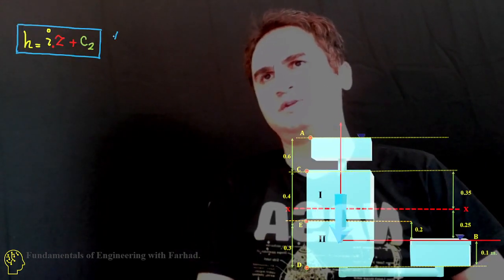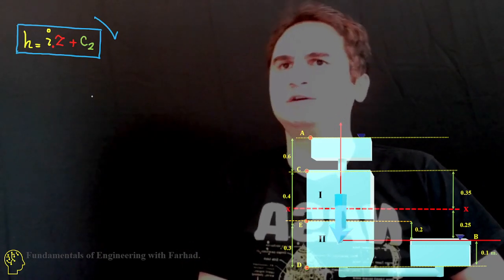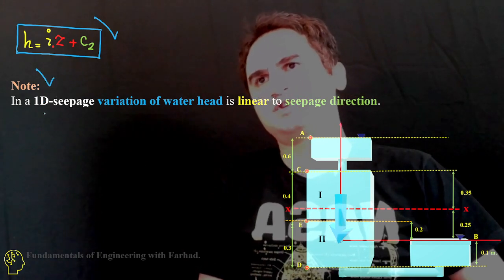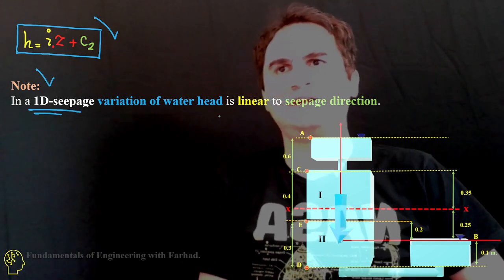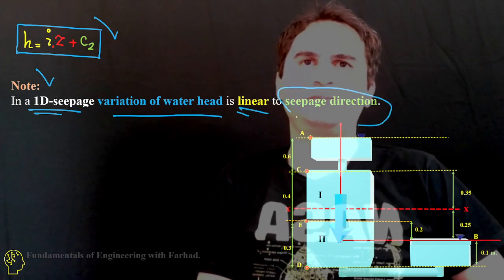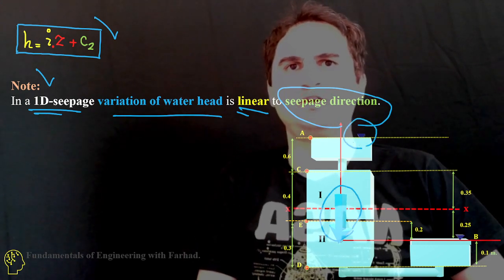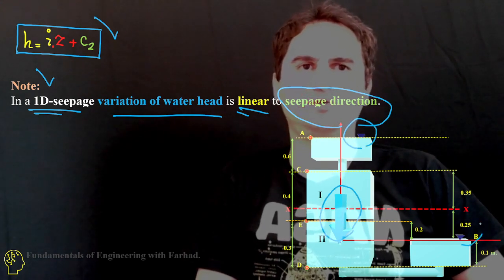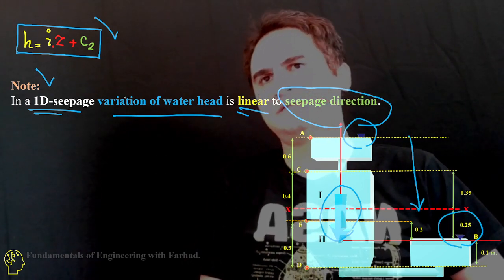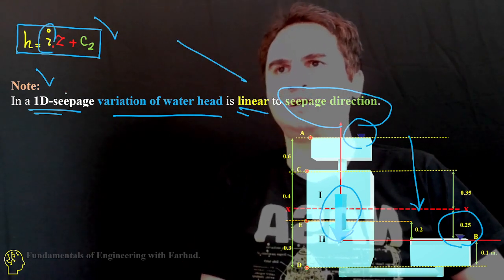So this is the equation of seepage in 1D z direction, and based off the equation we know that in 1D seepage the variation of water head is linear with respect to the seepage direction. So this is the seepage direction, from higher head of water to lower head of water. Definitely this is the direction of movement. The variation is just a linear change in 1D seepage.